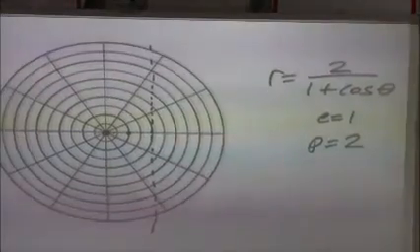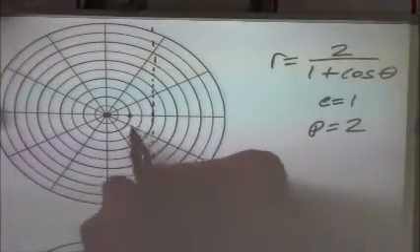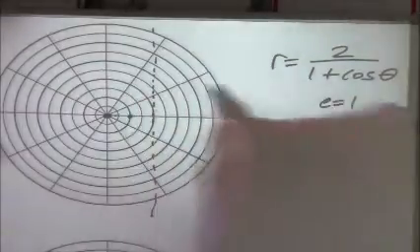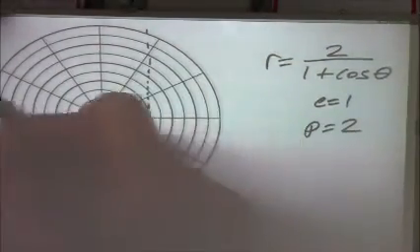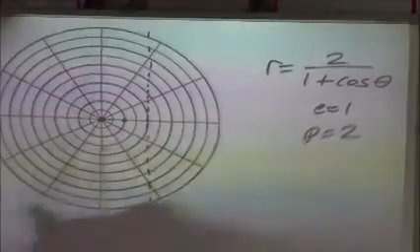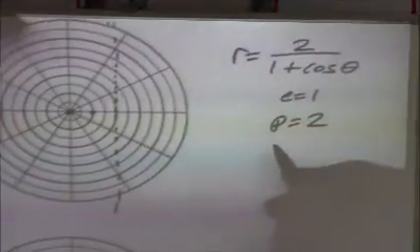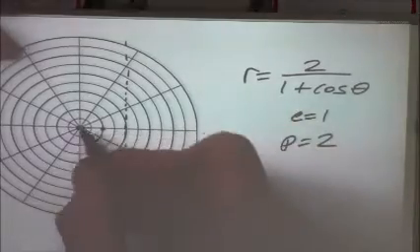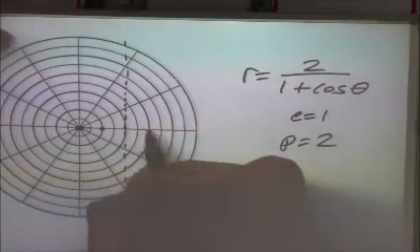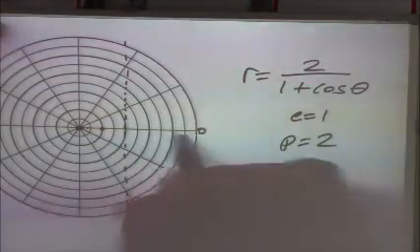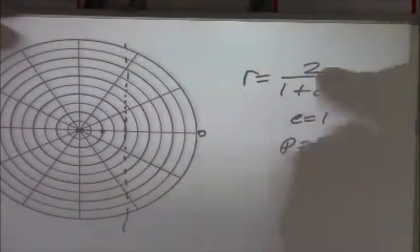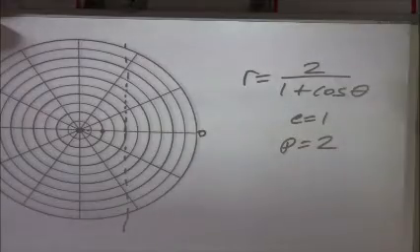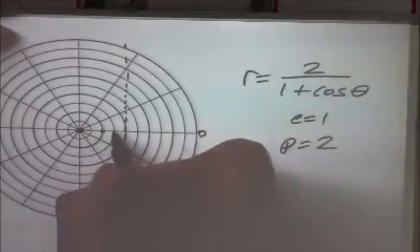Now what we need to determine is where the rest of the points are. I know it's going to open this way, but is it going to go this way, or is it going to go way out wide here? For that, we can pick a few points. This one, for instance, was 0, which is 0 on the unit circle. The cosine of 0 is 0, so 2 over 1 is 2. That's why it's a distance of 2.